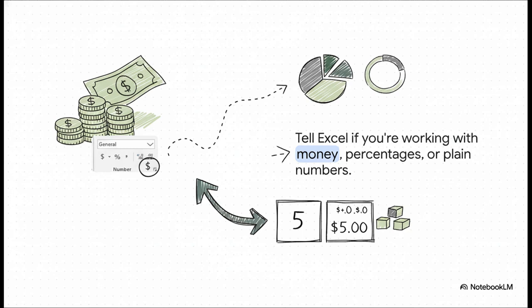Now, here's a really important distinction. Formatting a number doesn't change its actual value, just how it looks. So if you type the number 5 and then click the little $ button, it'll show up as $5.00. But behind the scenes, Excel still knows the value is just 5. And that is absolutely crucial for making sure your financial reports and your data analysis are both clear and accurate.